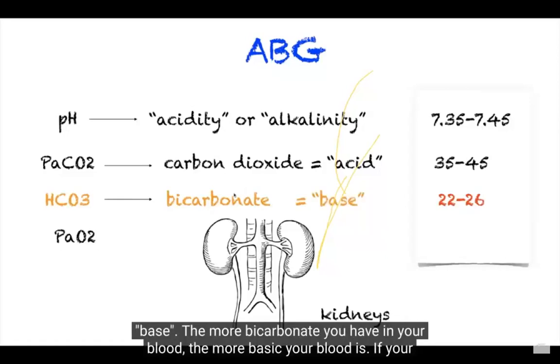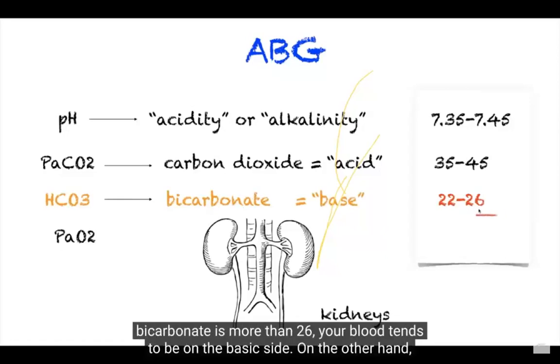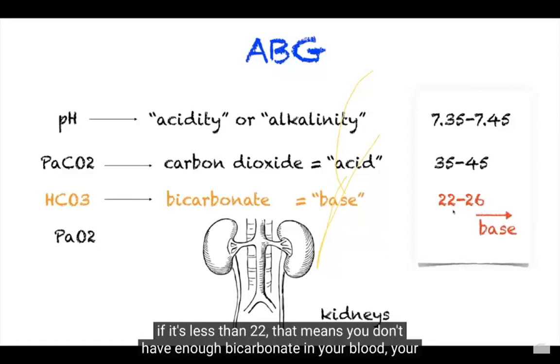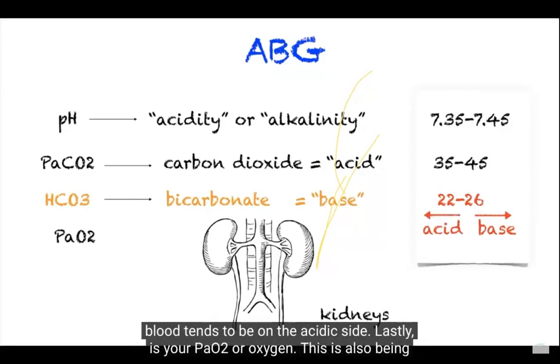The more bicarbonate you have in your blood, the more basic your blood is. If your bicarbonate is more than 26, your blood tends to be on the basic side. On the other hand, if it's less than 22, that means you don't have enough bicarbonate in your blood, and it tends to be on the acidic side.